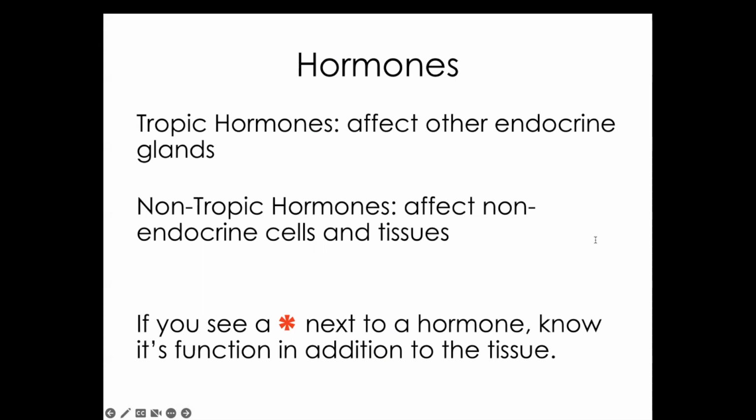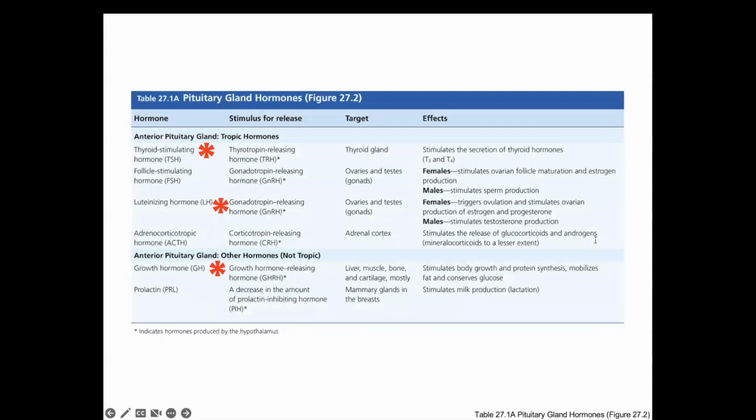So next we'll have a couple of charts. If you see a red star next to a hormone, you will need to know its function in addition to the tissue. For all the hormones we cover, you will need to know whether it is tropic or non-tropic and know the abbreviations for each. The hormones with the red star, you will need to know its function in target tissue or structure. You do not need to know the stimulus for release for the hormones.